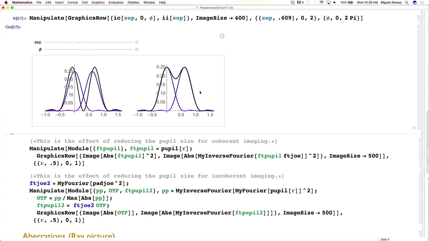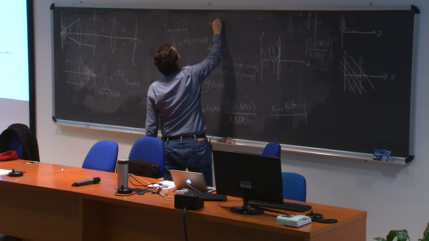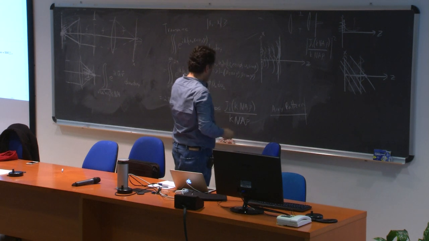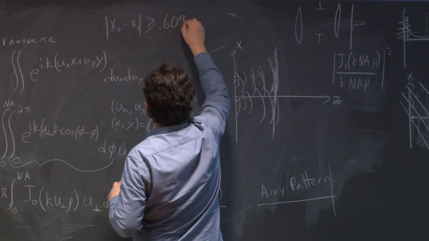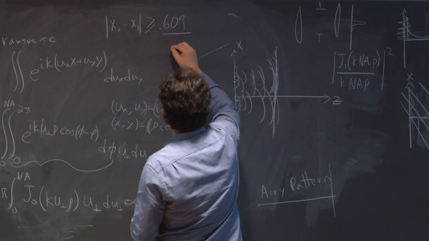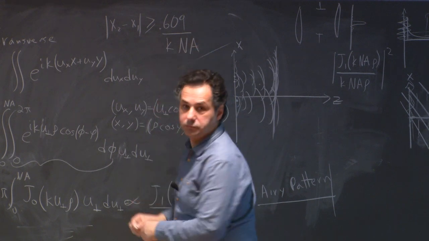Yes? What is the criteria here? Sorry? Yeah, the Rayleigh criterion. So we're right at the Rayleigh criterion here. It tells me that there's a separation at which I can say, oh, yeah, I can tell there are two. And that's when the separation, x2 minus x1, is greater than 0.609 divided by kNA. Is that correct, Humberto?